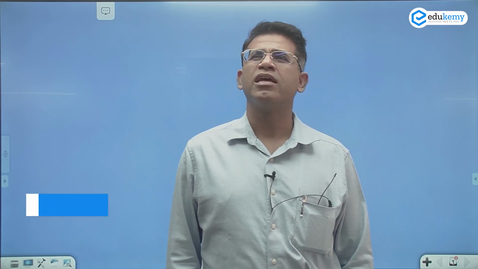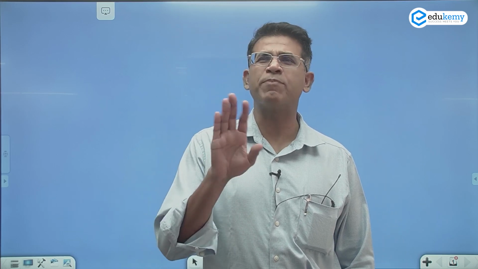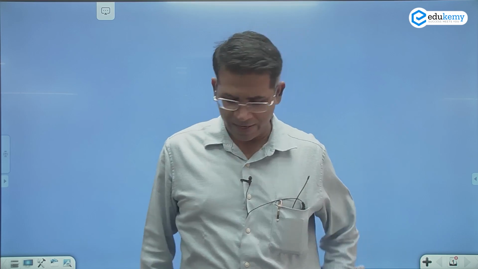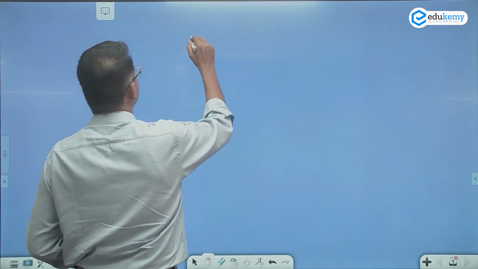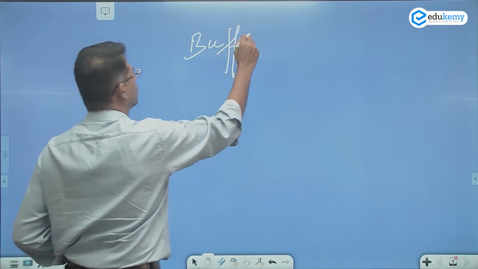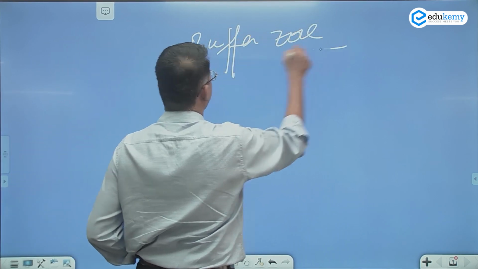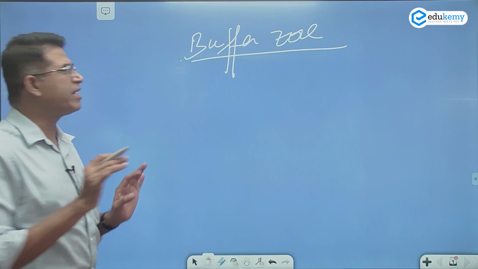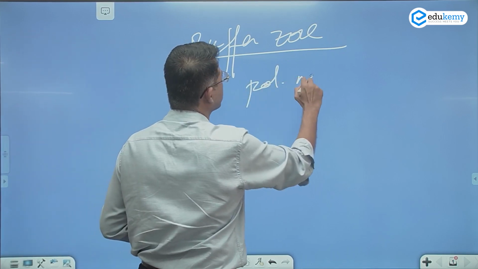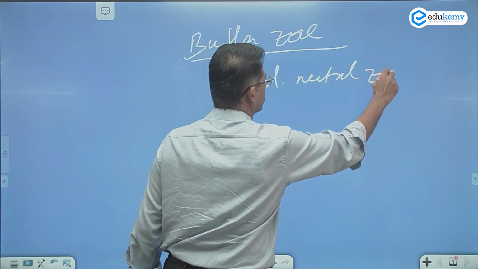What is a buffer zone and what is a frontier? In many senses they are the same, but I'll explain all the differences. Let me first explain what a buffer zone is. A buffer zone is a type of politically neutral zone.